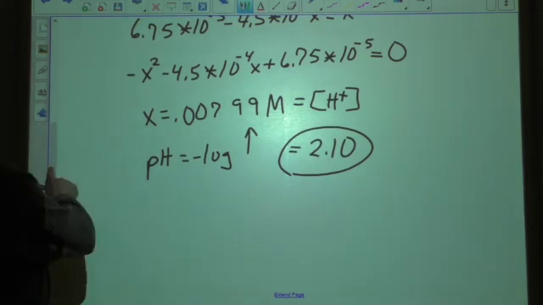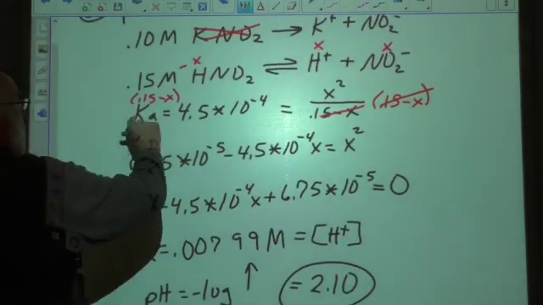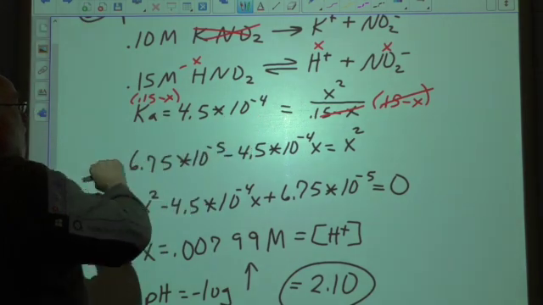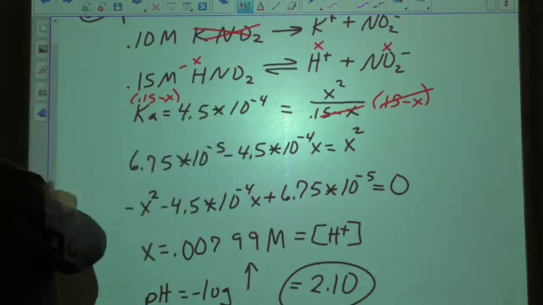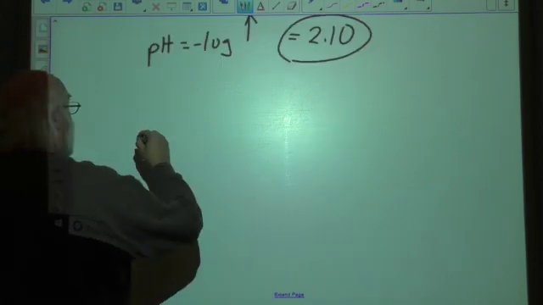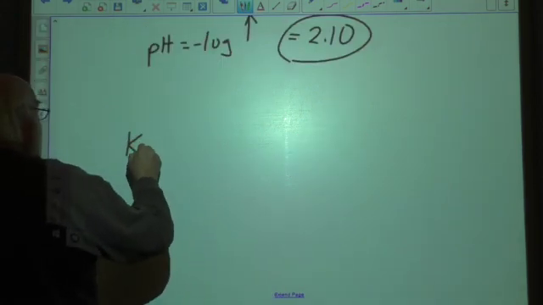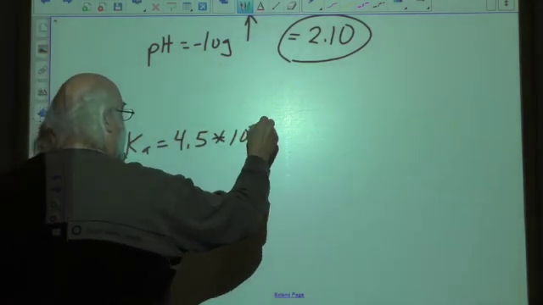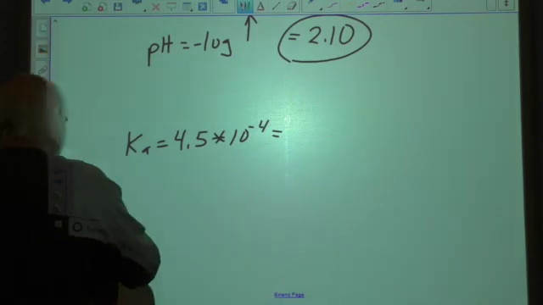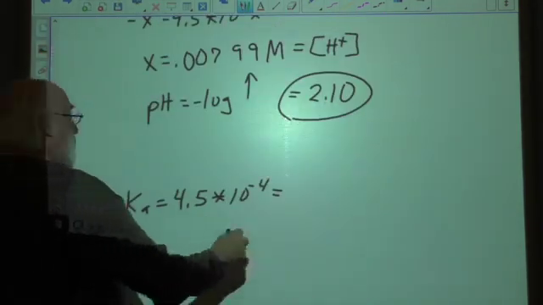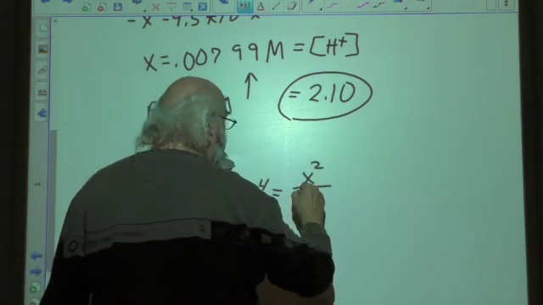Let's do that again, starting from right here, before I multiply both sides by 0.15 minus x. So I'm going to rewrite that below here, give a little pause there. So Ka, 4.5 times 10 to the negative 4, is equal to x squared over 0.15 minus x.